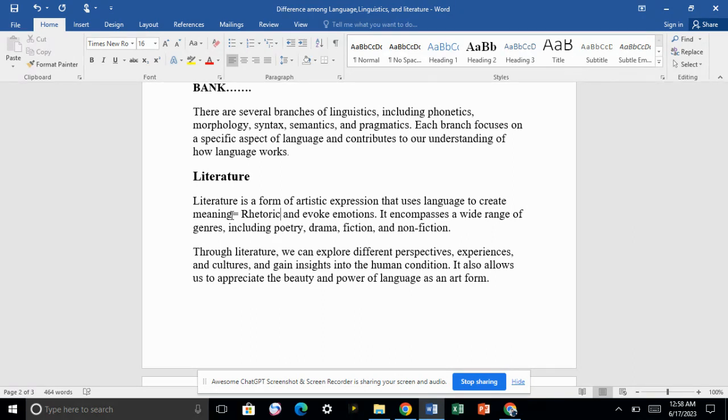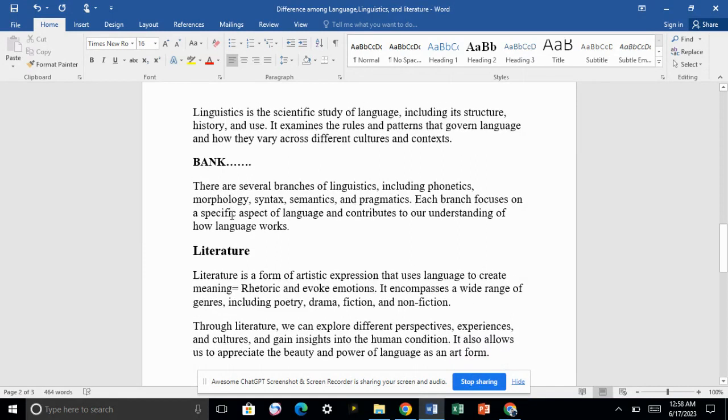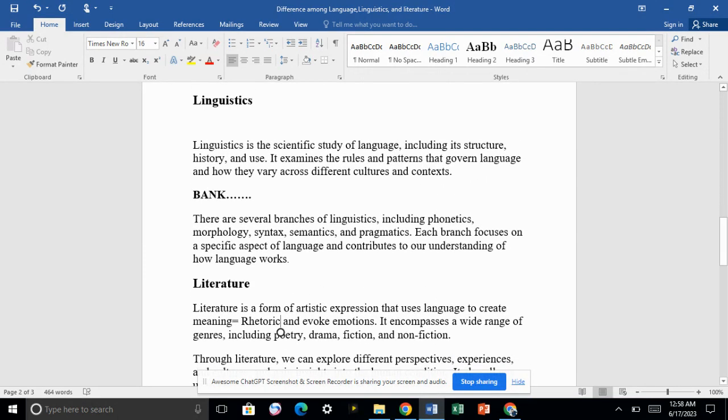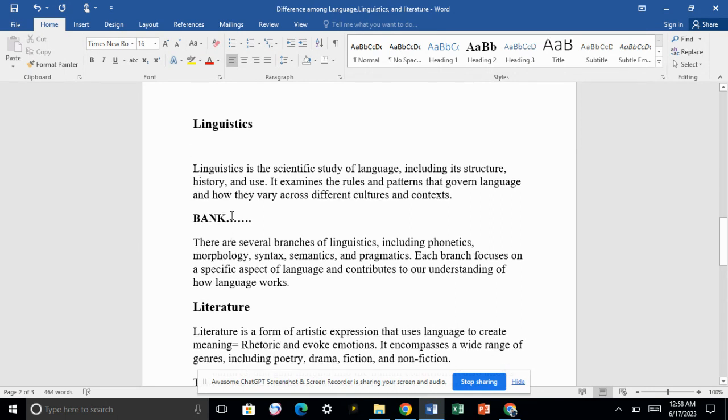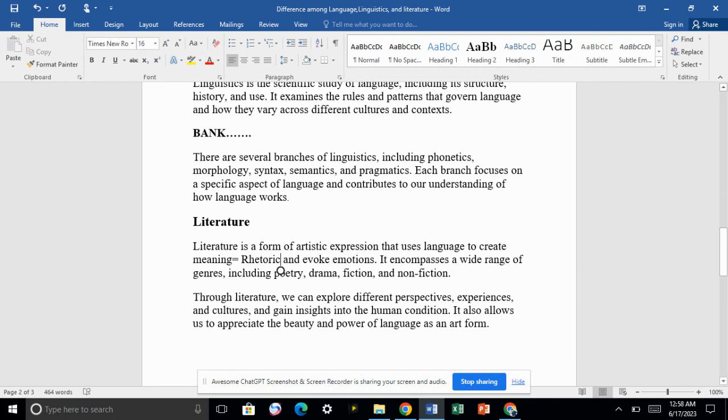It encompasses a wide range of genres, including poetry, drama, fiction, and non-fiction. These are the following genres. Inshallah, I will make videos related to them, and have more lectures about that: what is poetry, what is drama, fiction, and non-fiction. I just want to highlight all these things today. This is not a proper class related to linguistics, literature, or language.